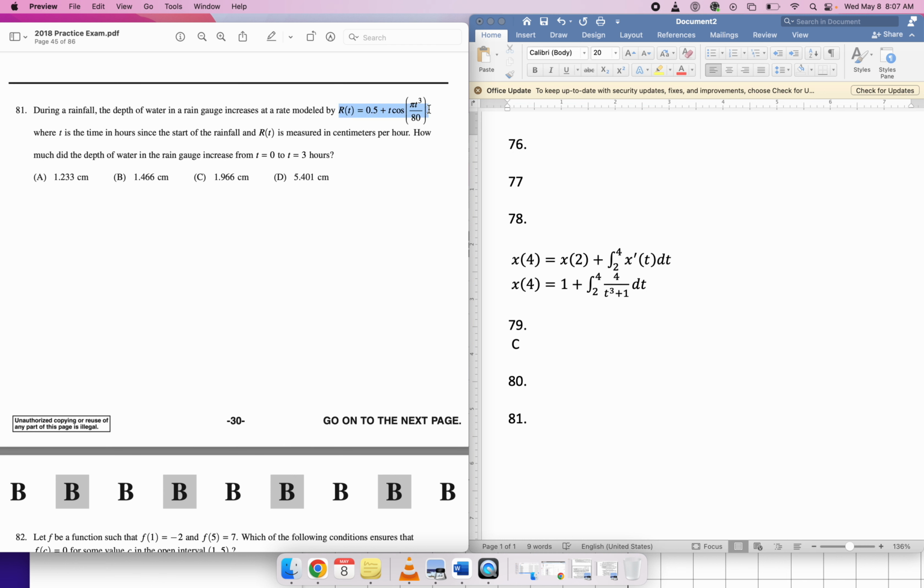This is essentially kind of like a rate-in function, right? It's the rate at which the rain is entering. So if you want to know how much rain entered, if you want to know the amount of water that entered, just integrate this function. Just integrate it from 0 to 3. Again, you have a calculator. Use it.